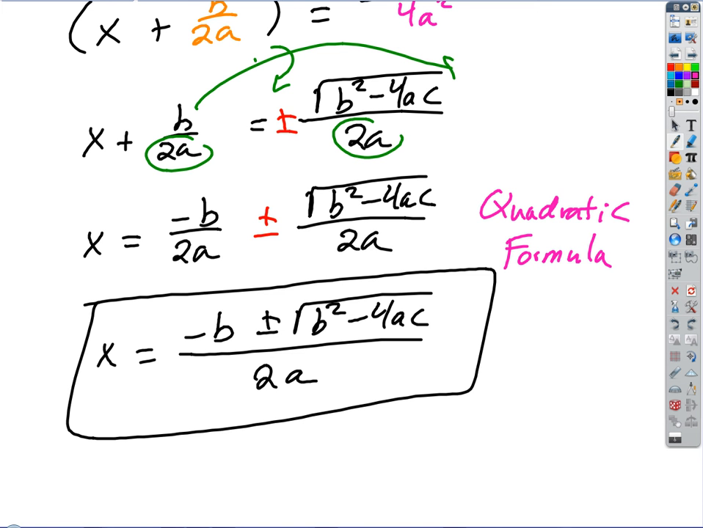Does that seem like kind of a hard formula to remember, though? A little bit? I'll help you out. Five minutes from now, you will not be able to forget it.